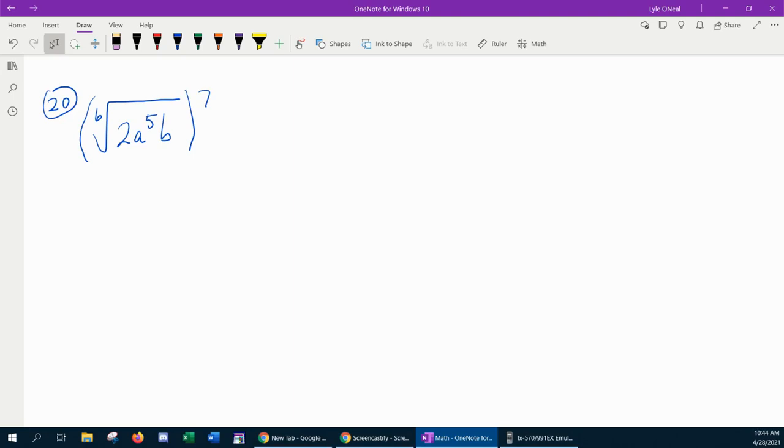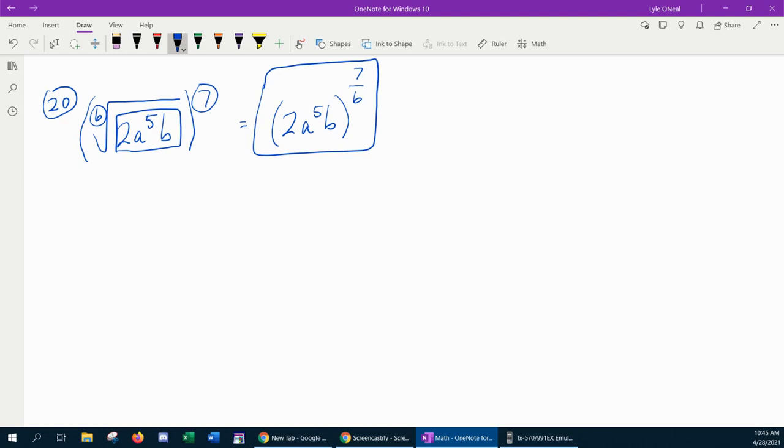Next example, number 20. Here the instructions want us to write the expression with a rational exponent. So the radicand is going to become our base. That's 2a to the 5th b. That does need to be in parentheses, because that entire base is going to be raised to our fractional power. The exponent is the numerator, the root is the denominator, and that's done. So these problems are not super difficult if you know where the pieces go.